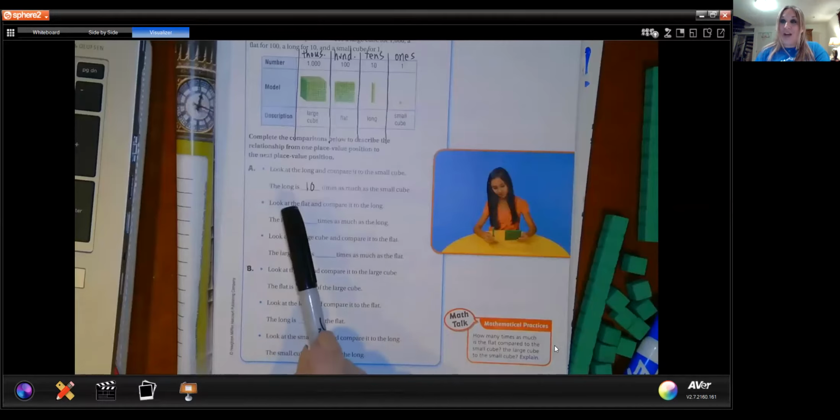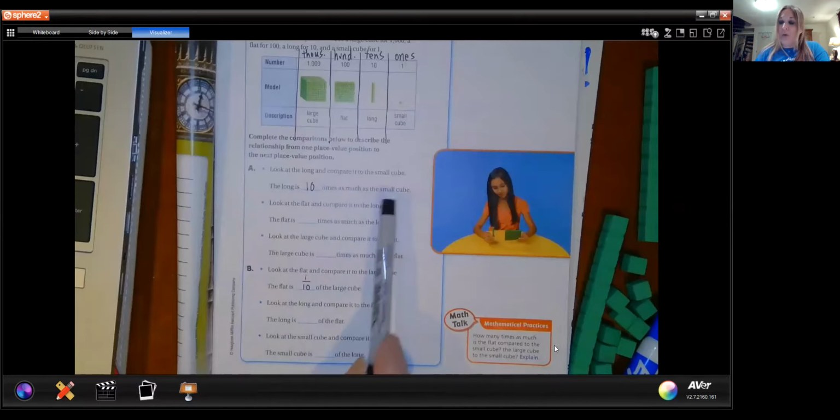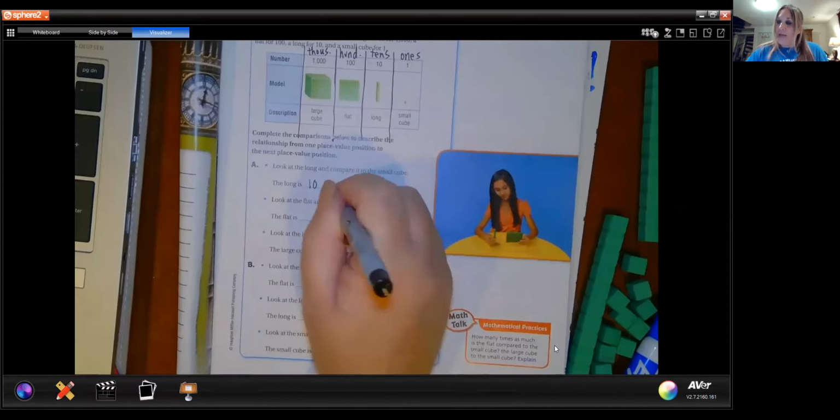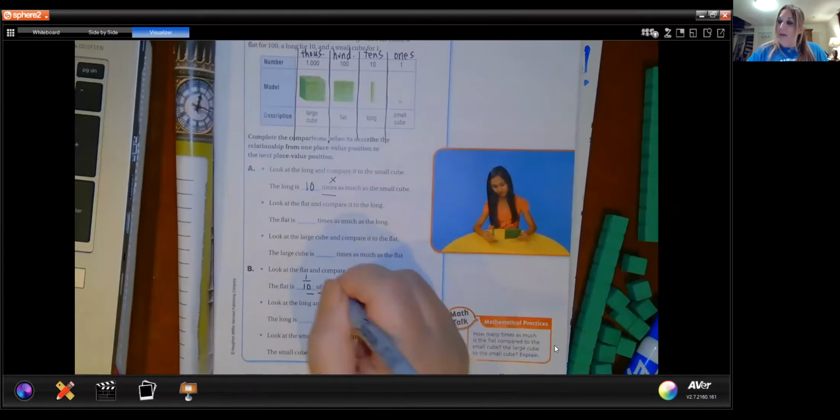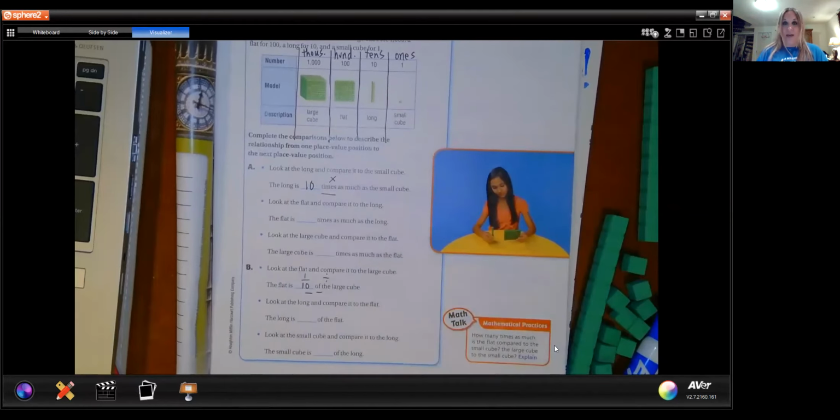If you want to try page 5, what I was trying to explain is the long is 10 times as much as the small cube, and the flat is 1/10 of the large cube. This means multiply. Times means multiply, 1/10 of means divide.